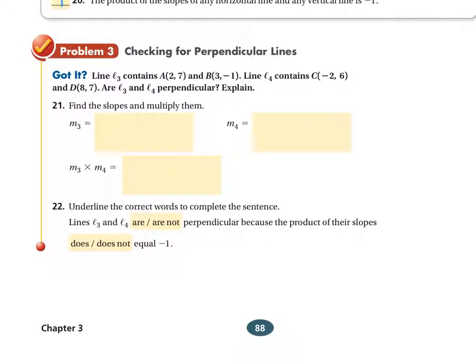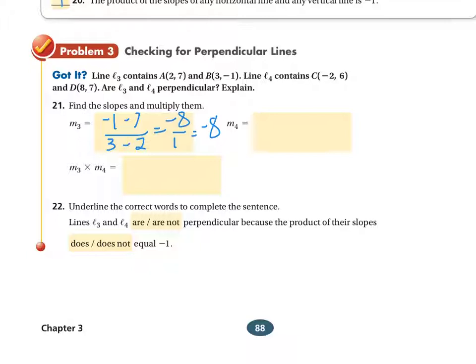Problem 3, checking for perpendicular lines. Line 3 is between points A and B, which are (2, 7) and (3, negative 1), and line 4 is C and D, which is (negative 2, 6) and (8, 7). Are they perpendicular? Well, we need to find the slopes of both of them. For the slope of line 3, we subtract the y coordinates in the numerator, so negative 1 minus 7, over the x coordinates, which are 3 and 2. So we get negative 8 over 1, or just negative 8.